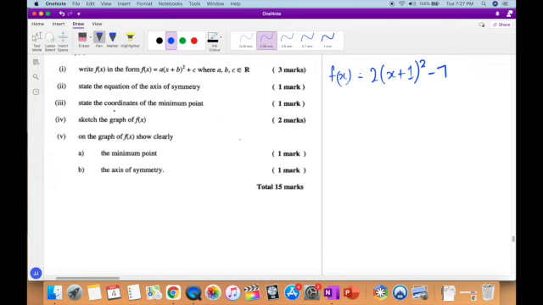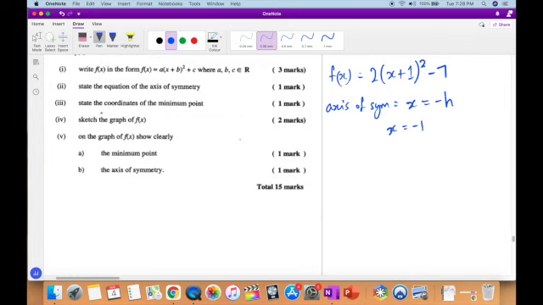It's a one marker. State the equation of the axis of symmetry. Anybody, quick. Minus h, yes, that is it, right? So the axis of symmetry, or the line of symmetry, is just simply x is equal to, is it x? Yeah, x is equal to negative h, right?